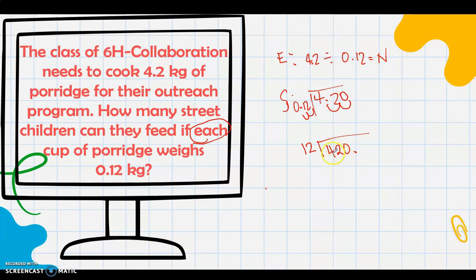Now let's divide. So 42 divided by 12, we have 3 is 36. So that is 6, bring down 0, then 60 divided by 12 is 5, that is 60. So there is no remainder, therefore the answer is, how many street children? There are 35 children.